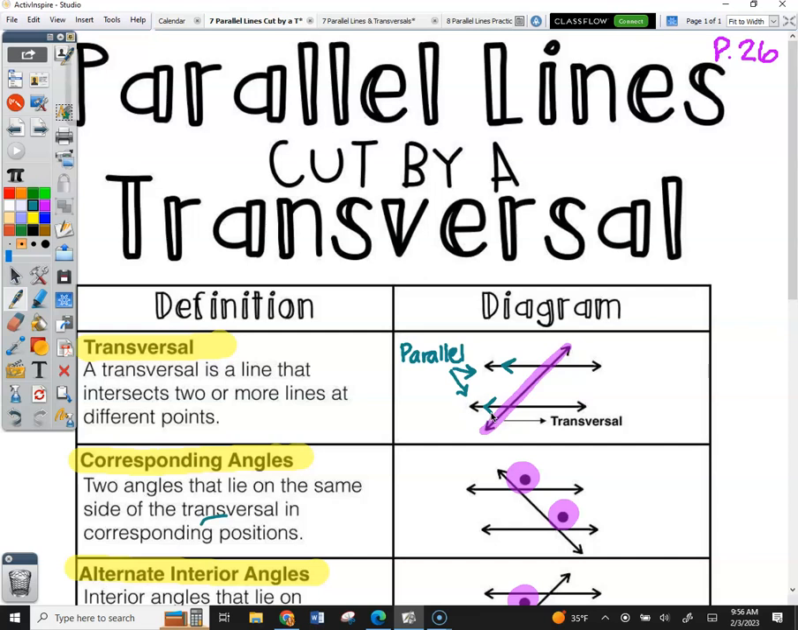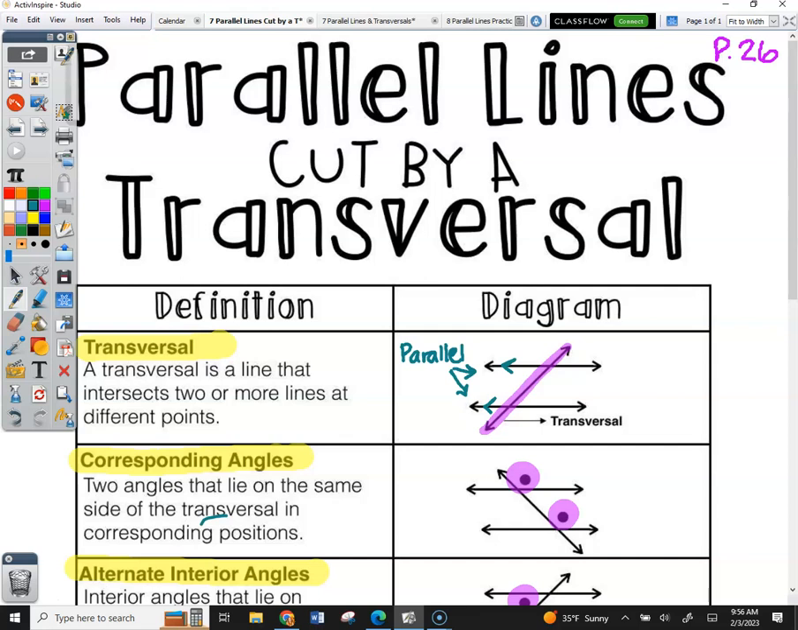Parallel means they are running in the same direction. They are spaced apart. Will they ever touch? Never. It's like railroad tracks. They will never cross. They are always that space apart, okay?